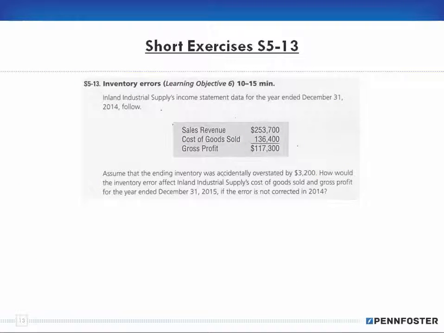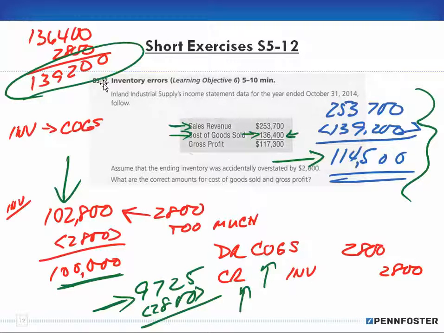All right, 5-13, inventory errors. Inland Industrial income statement for December 31st has this information. Same information as the last one. Assume that the ending inventory was accidentally overstated by $3,200. How would the inventory error affect cost of goods sold and gross profit for 2015 if the error is not corrected in 2014? Okay, so this basically is the same as this one here.